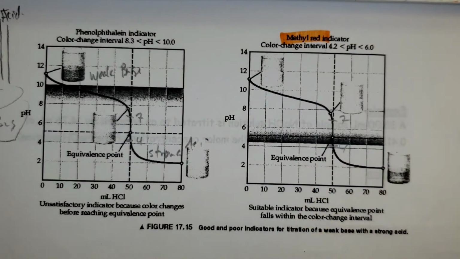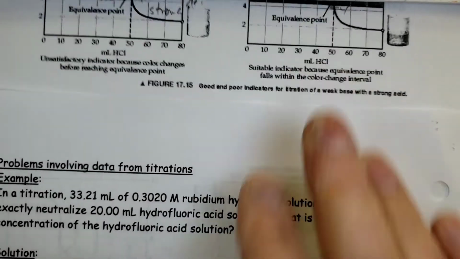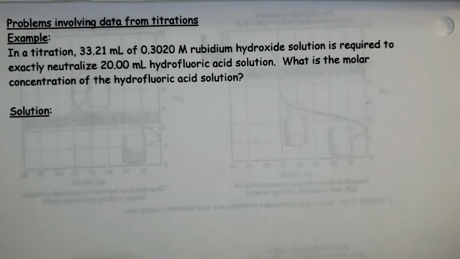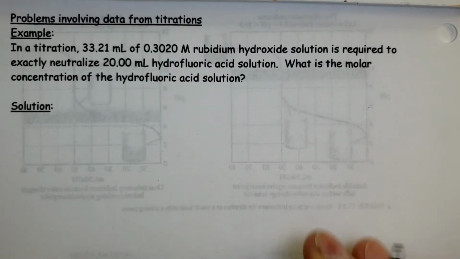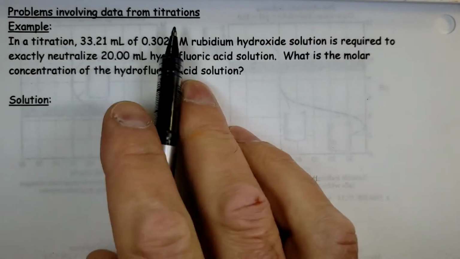All right, so those are a couple of examples of good and bad indicators that you could use. If you look at the final page here, we'll look at the equivalence point, looking at when is neutralization. We'll do a couple of calculations involving that, so problems involving titrations.